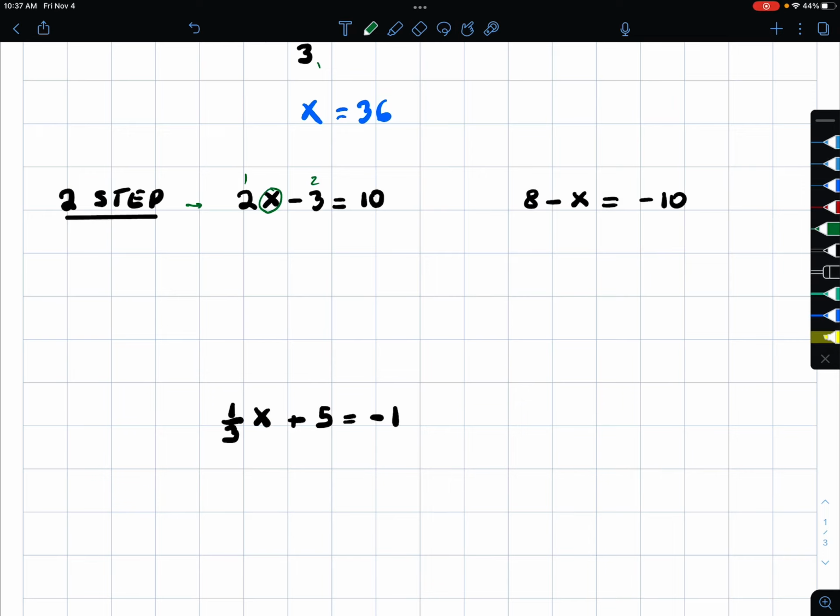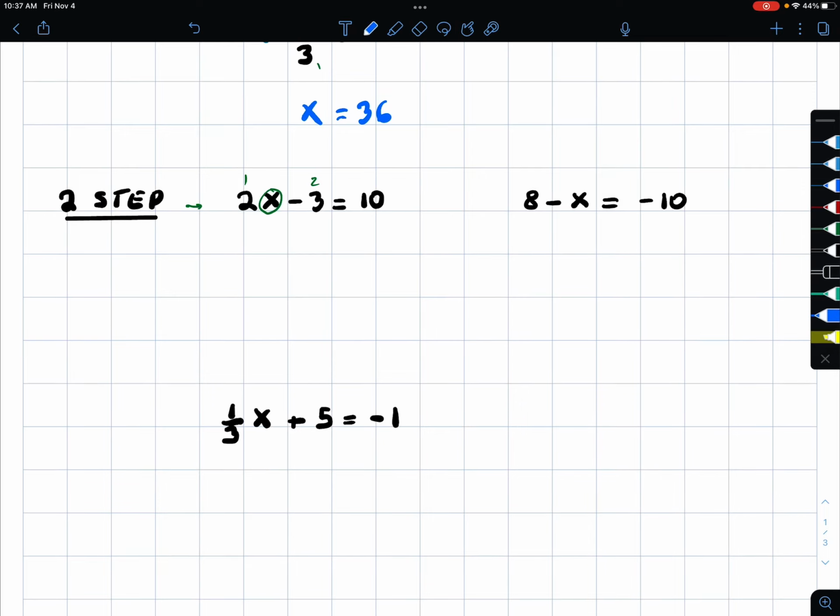So I've got to get rid of that -3. I'm going to do that by adding 3 to both sides. And I'm going to have that 2x is equal to 13. And of course, it's just like the one-step equation. To get rid of that 2, I will divide both sides by 2. And x is equal to 13 over 2. That cannot be simplified, so that's how it stays.